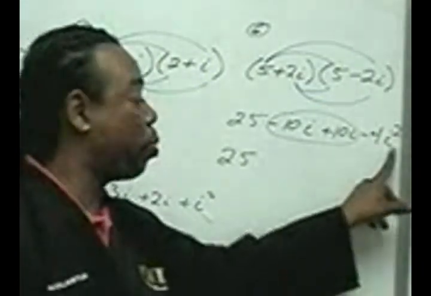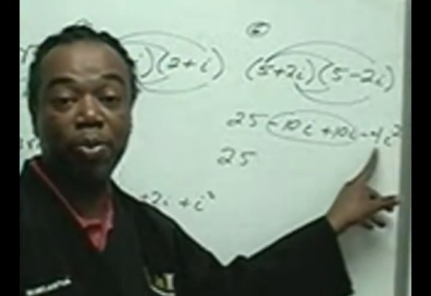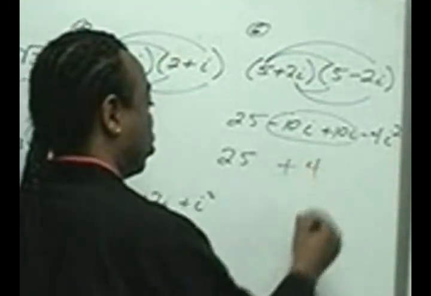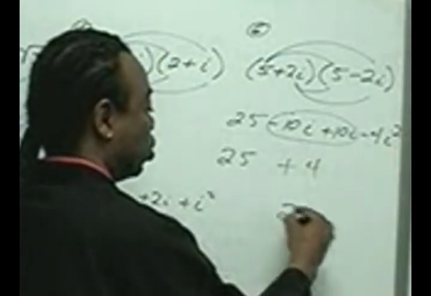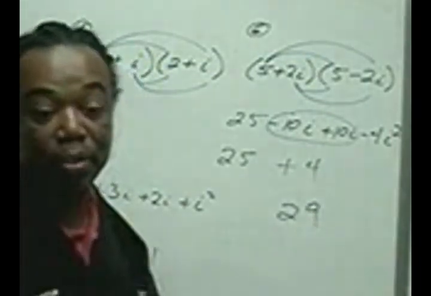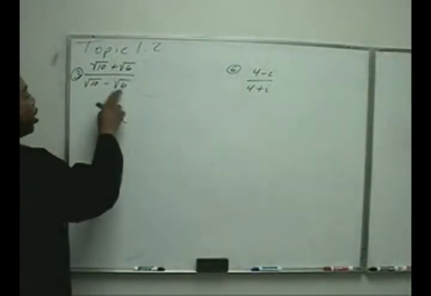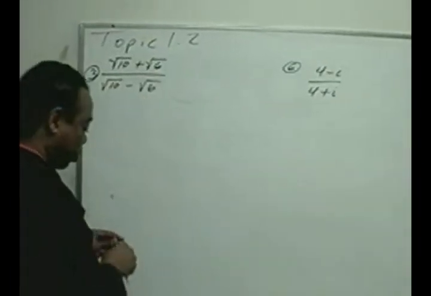And the i squared will become a negative 1, multiplying with the negative 4, making that a positive 4. The 25 and 4 together make 29. Okay. Here, we want to simplify or rationalize the denominator.